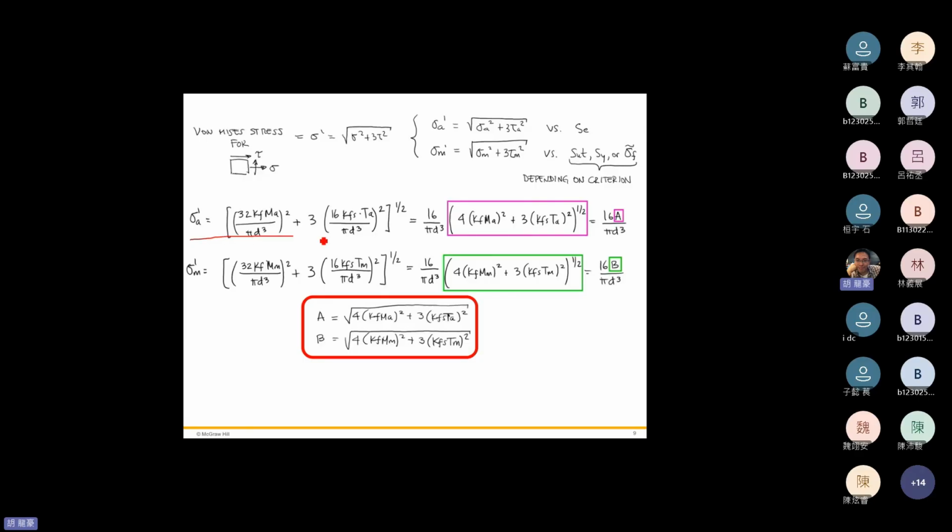Okay, and then we can rearrange this equation to extract this 16 over pi d cubed out, times a parameter, and we define this term as a parameter A. Similarly, we can rearrange and extract 16 over pi d cubed, and then we define the parameter B of this term. Therefore, we get two parameters, A and B, for designing the shaft, and A and B depend on the moment and the shear stress, the alternating and the mean shear stresses.